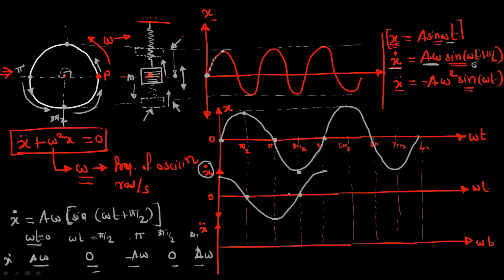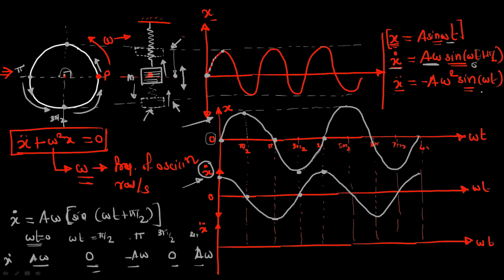And this waveform will repeat after this point. So you can observe the difference between these two waveforms. The waveform for the velocity is leading the displacement by pi by 2. So when displacement is 0, velocity is maximum. When displacement is maximum, velocity is 0. When velocity is at negative maximum, displacement is 0. So this is the leading waveform.